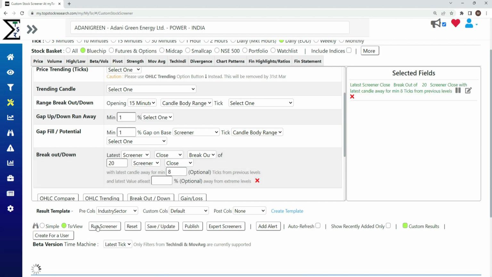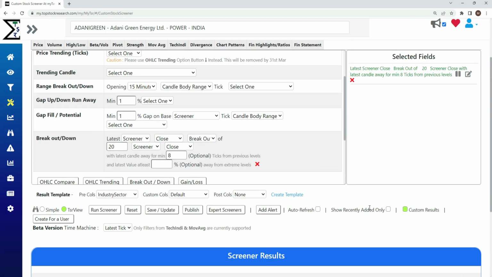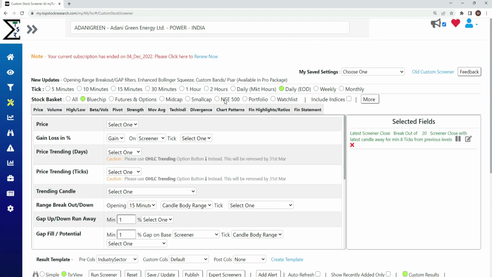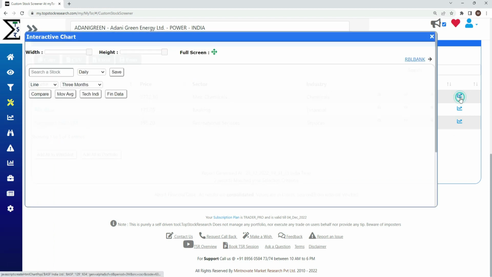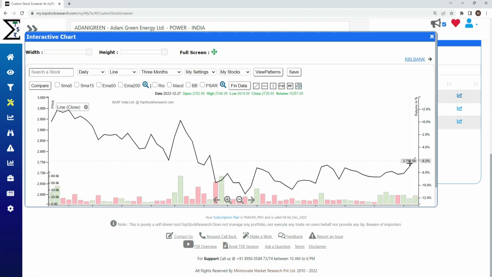Let's see if we get anything out there. Okay, no stocks. Okay, so we get 4 stocks. If you see here, the candle has broken the last 20 days period. So today it has broken the previous 20 days tick, and with at least a certain gap from the previous high. So this is again a very good breakout strategy.